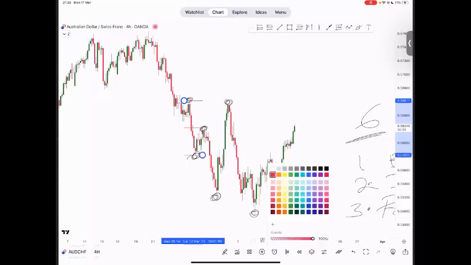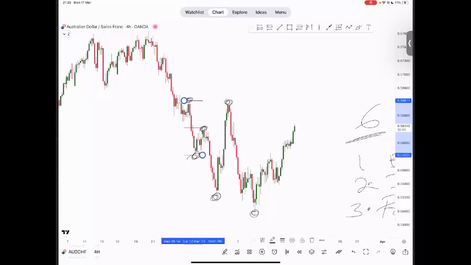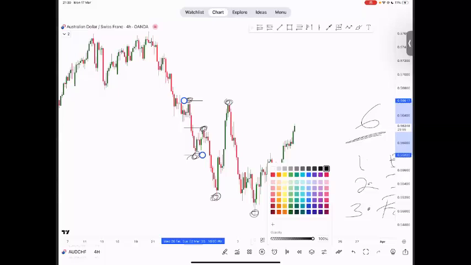Let me change this to black so it becomes more rich. Let me use another color that is different. All right.